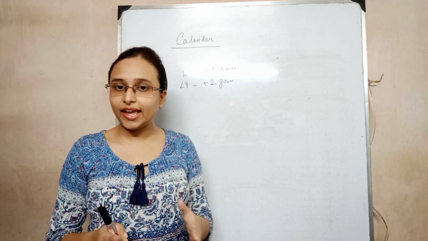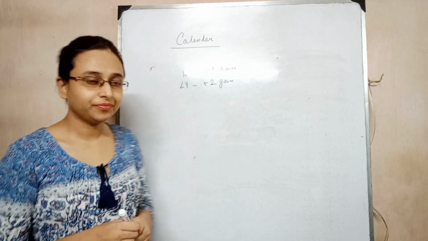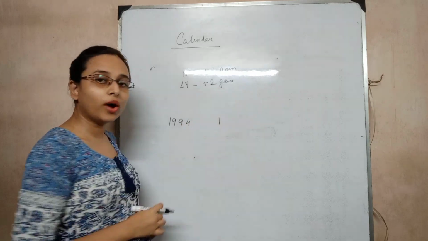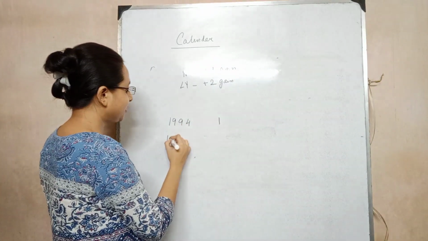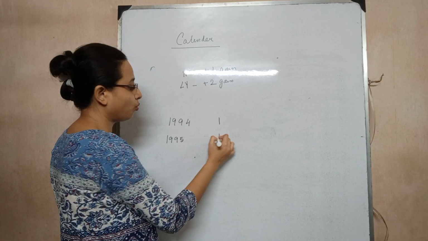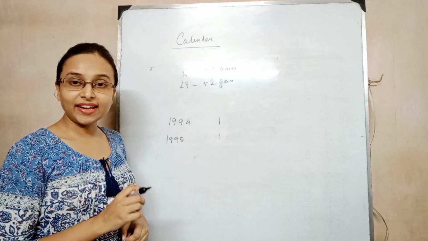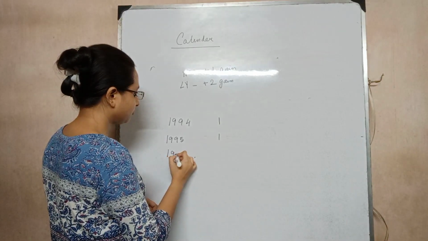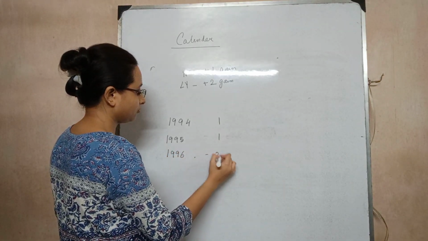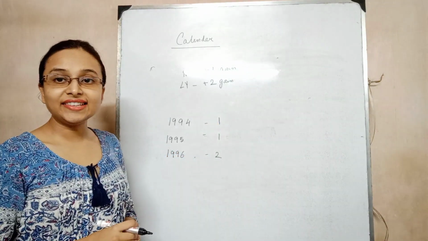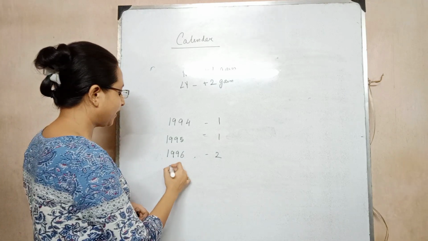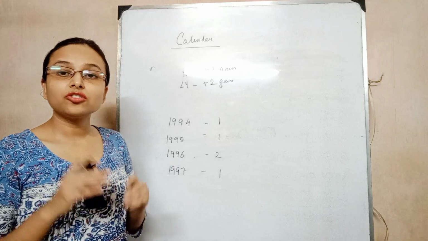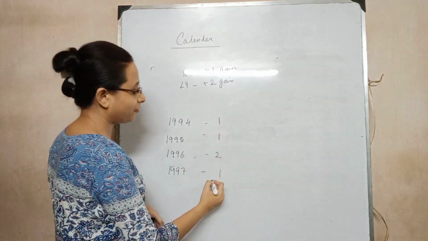Year and day gain I will write down here. 1994 will have 1 day gain. 1995 will have 1 day gain. 1996, since it's a leap year, will have 2 days gain. 1997 will have 1 day gain. Right? So the total days is 5.